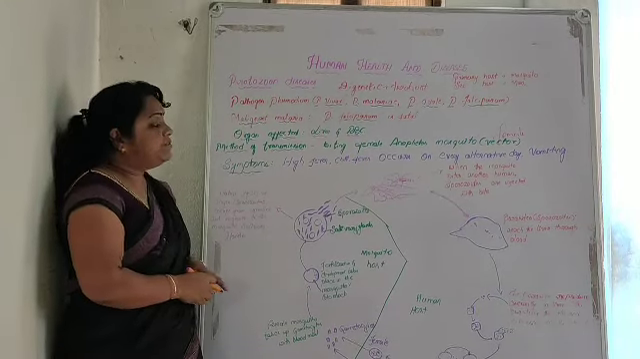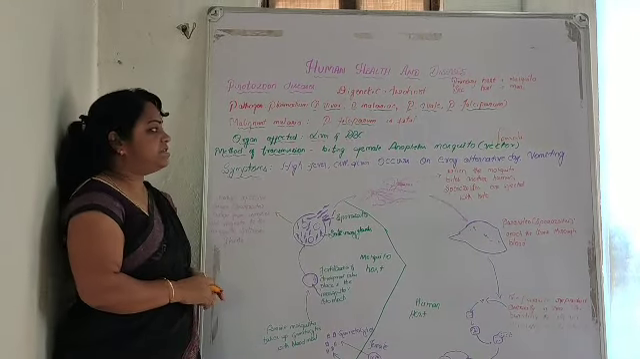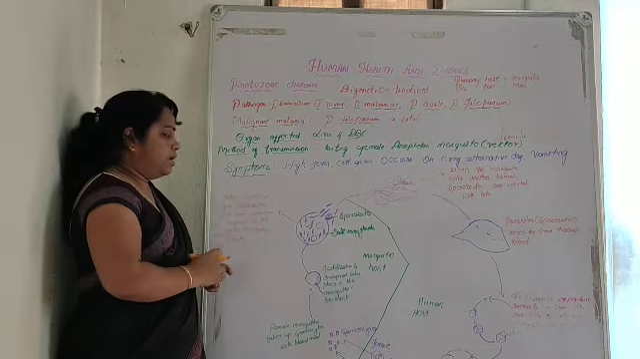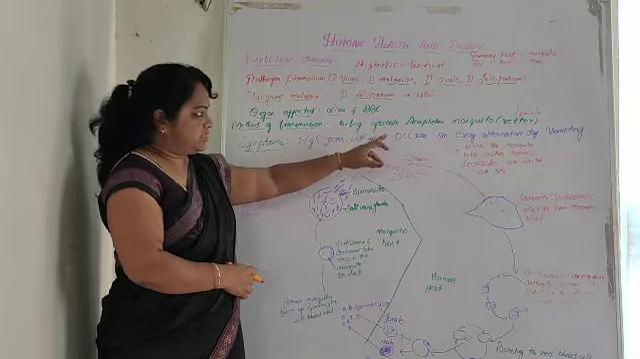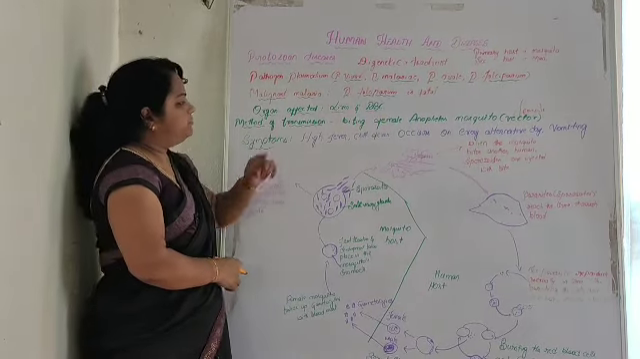The method of transmission: how does it get transmitted? This parasite is transmitted by the bite of the female Anopheles mosquito vector. So how will it be transmitted?